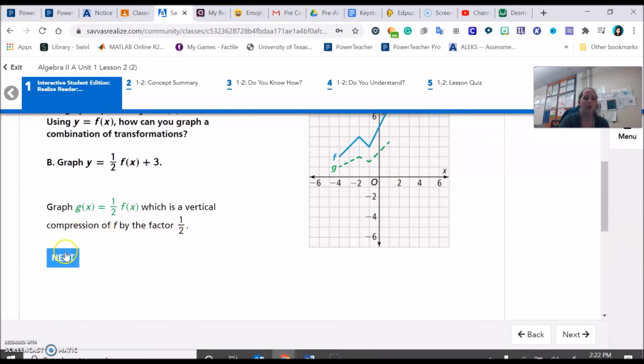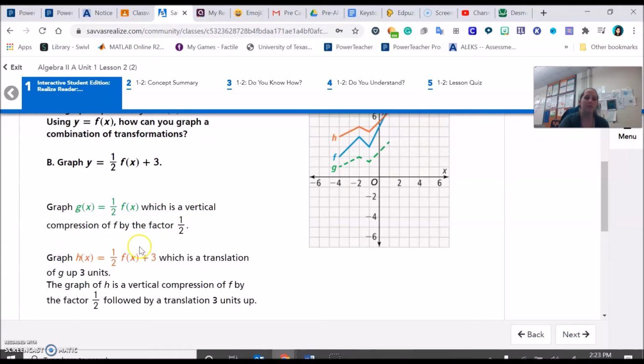I did a vertical compression first. So they graphed g(x) = 1/2 f(x), which is a vertical compression of f by the factor of 1/2. They basically took each of the points and divided them by 2, or multiplied by 1/2. This point was at 2, now it's at 1. This was at 4, now it's at 2.